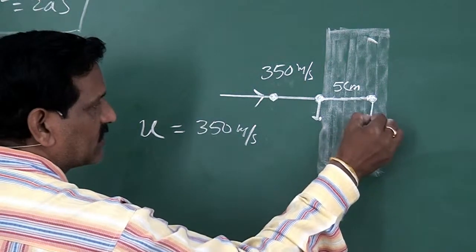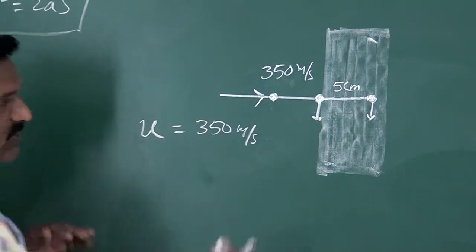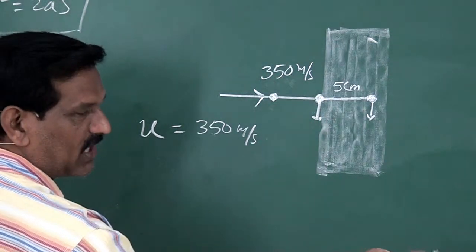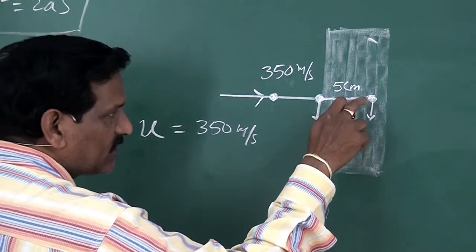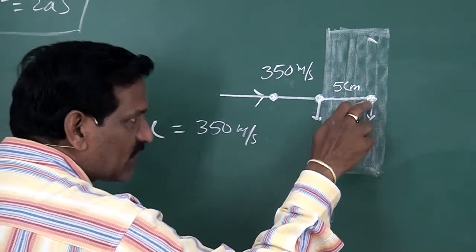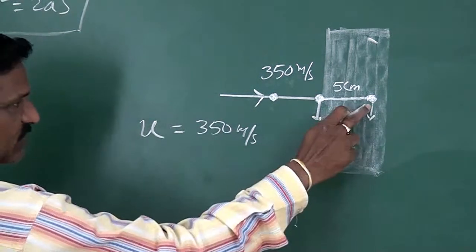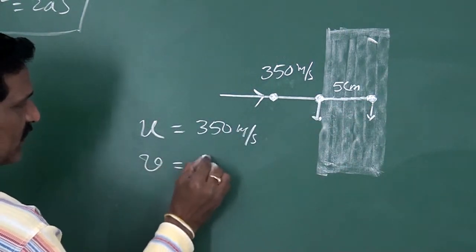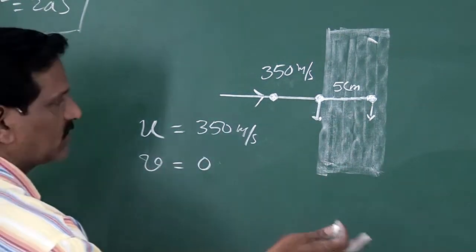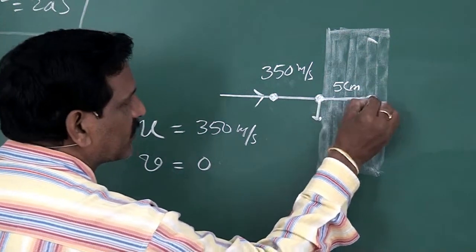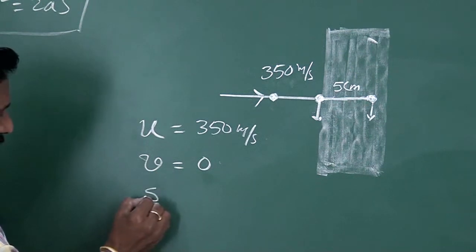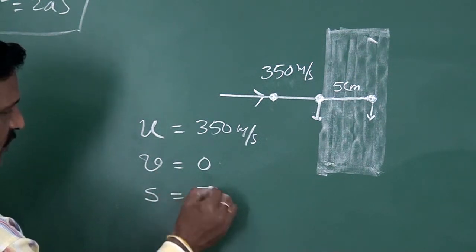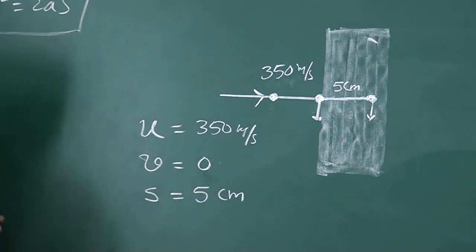Final velocity, that is velocity here. The bullet comes to a stop after traveling a distance of 5 centimeter. Since it is stopped here, its velocity here is 0. That is final velocity. Final velocity is 0 because it is stopped. And during this journey, it travels a distance of 5 centimeter. So, distance travelled S is equal to 5 centimeter.